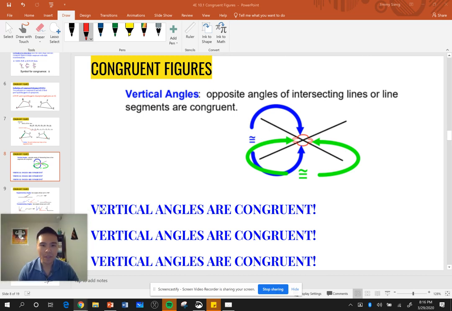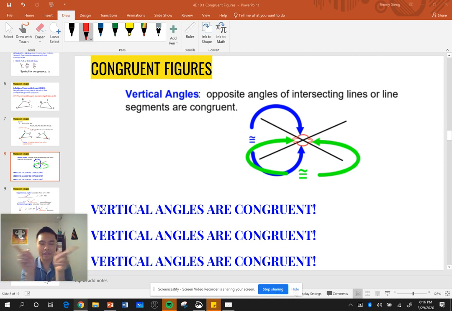We're talking about vertical angles. Basically, vertical angles are opposite angles of intersecting lines or line segments, and they are congruent. If I have an intersection, where two lines cross, then I can see the vertical angles, literally the top and the bottom, are congruent to each other, because vertical angles are congruent.